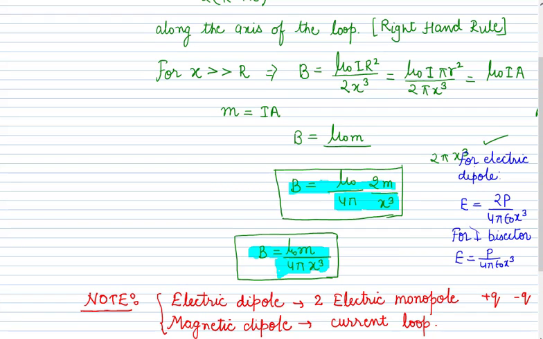So let us go to the example of magnetic dipole to make it much clearer. Let us quickly move to an example of magnetic dipole. So write down example of magnetic dipole.